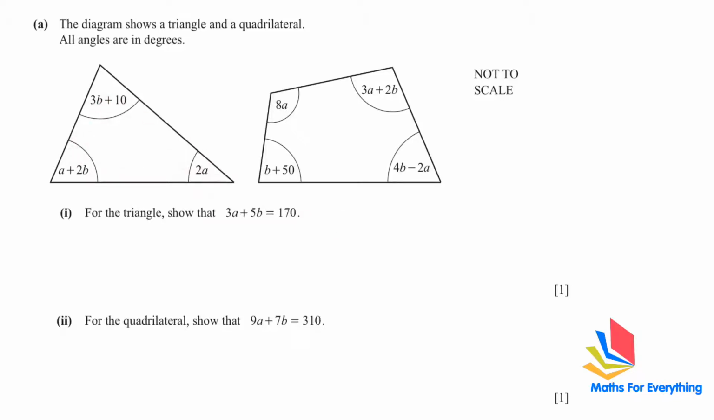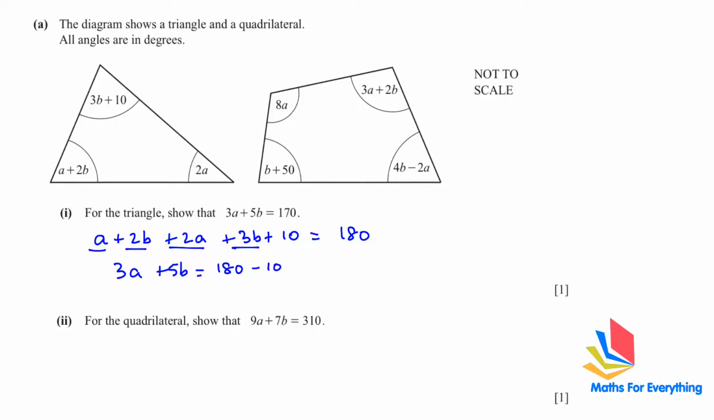So we add all the angles together. a plus 2b plus 2a plus 3b plus 10 is equal to 180, as the angle sum property of a triangle states that the sum of all three angles is equal to 180. So add the like terms together, you will have 3a plus 5b plus 10 is equal to 180. When we move the 10 to the other side, it will be negative 10. Therefore, 3a plus 5b is equal to 170.